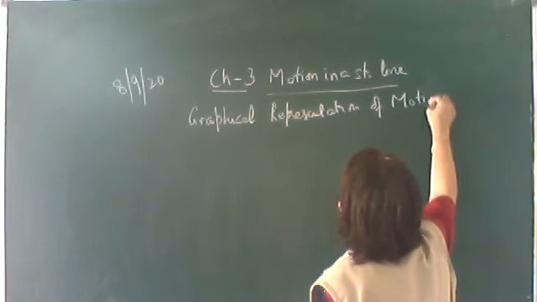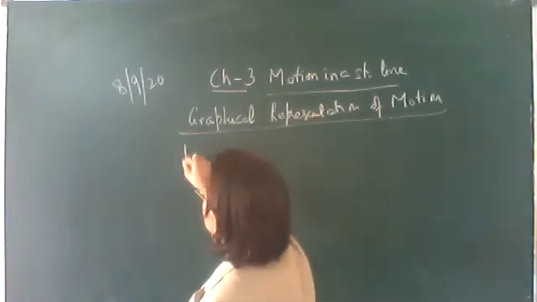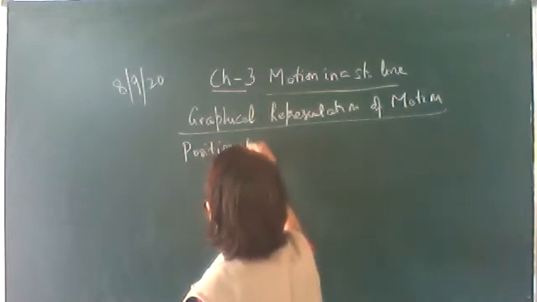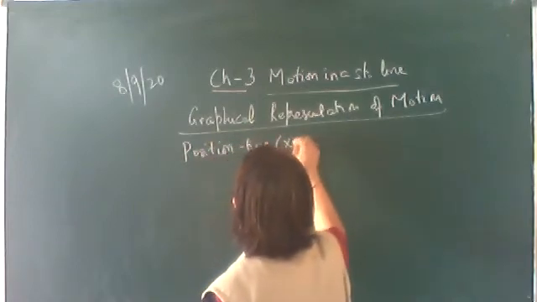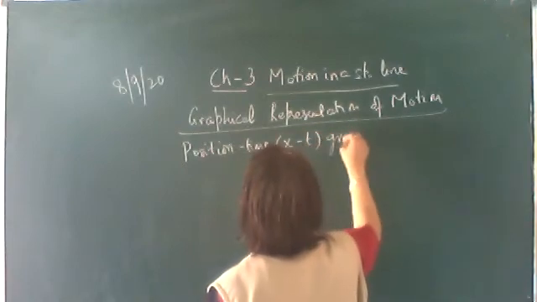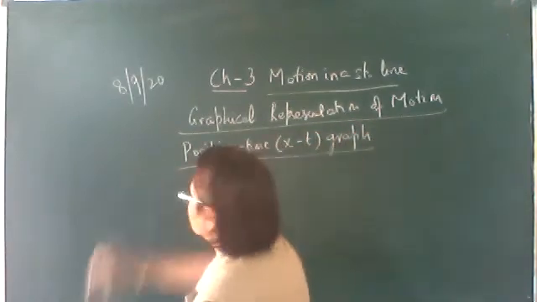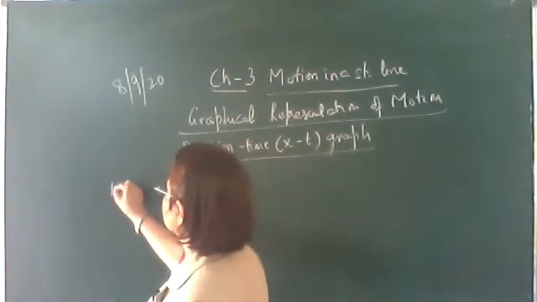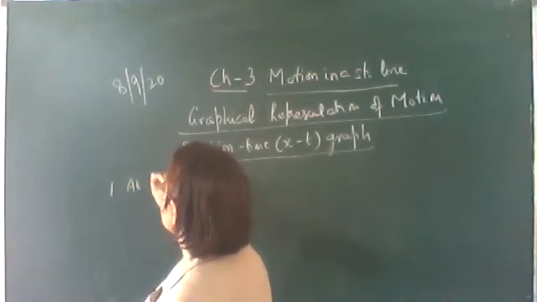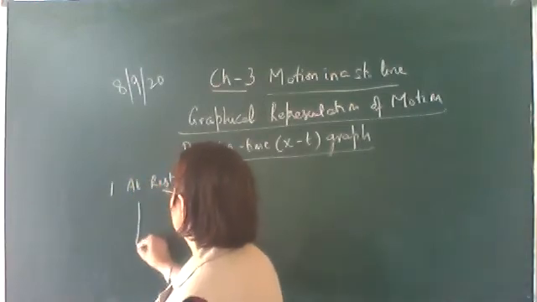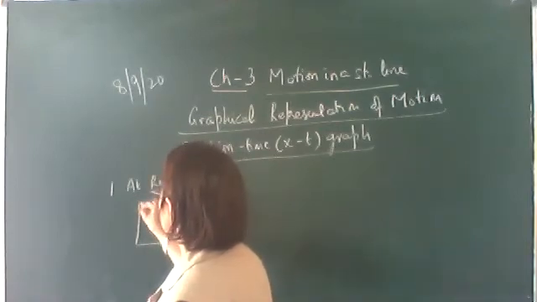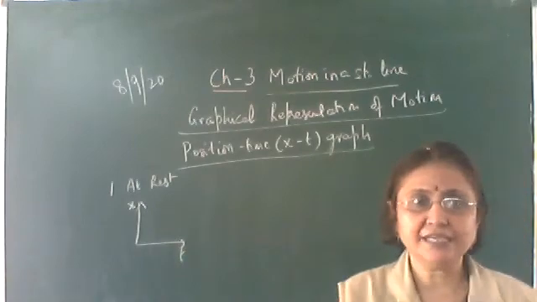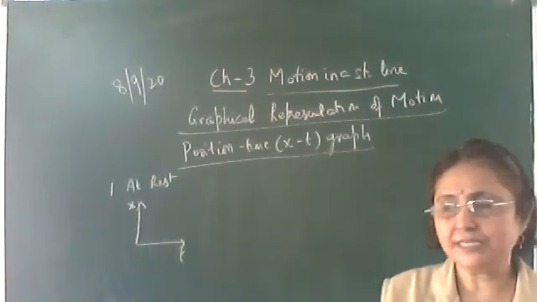The first one is the position time graph. That is the XT graph. For an object at rest, the object is at rest. Position is taken along the y-axis, time is taken along the x-axis.